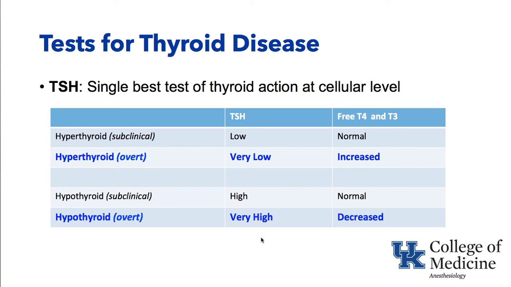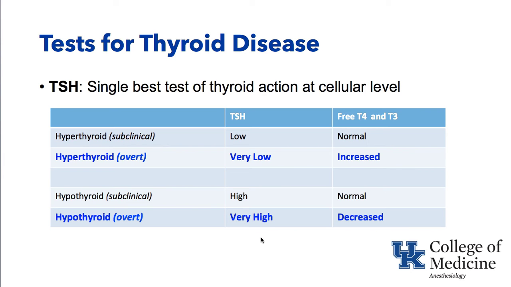Why? Because if the thyroid is producing a ton of T4 and T3, it's a problem with the thyroid producing so much. The pituitary is shut down, and the TSH levels go down. So when you measure TSH, it's very low. If you measure T4 and T3, they're greatly increased.